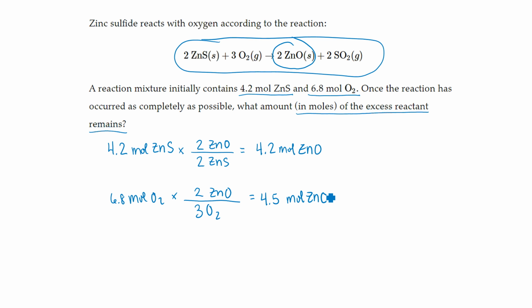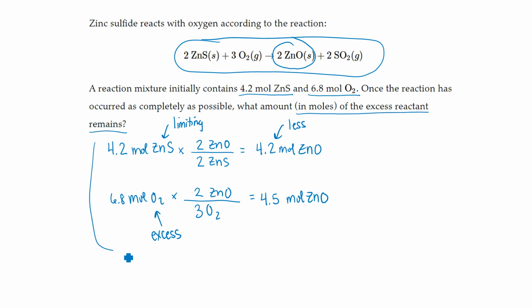And so it looks like this one is less. Okay, this is a smaller number. 4.2 is smaller than 4.5. So that means that my zinc sulfide must be my limiting reactant, which means my oxygen is in excess. Okay, so part one done. We've identified who the excess reactant is. Now I need to figure out, well, how much excess oxygen am I going to have at the end?